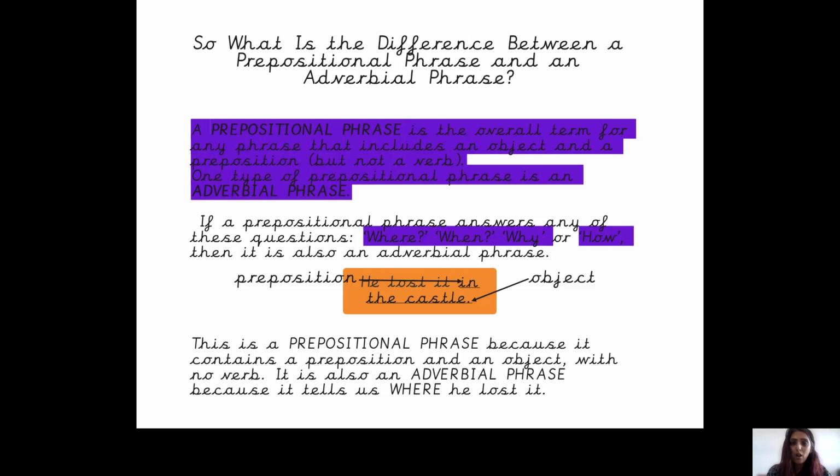What I'd like you to do today is write as many sentences as you can using adverbial phrases and prepositional phrases. I know you can do this and I know you're super bright. Once you've done it, I would like you to upload it on Tapestry to show me how great you are.